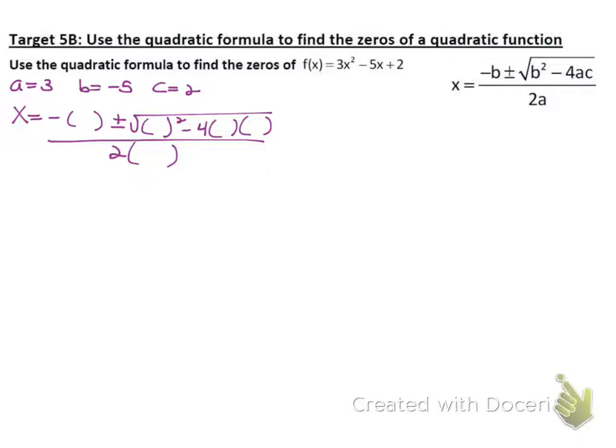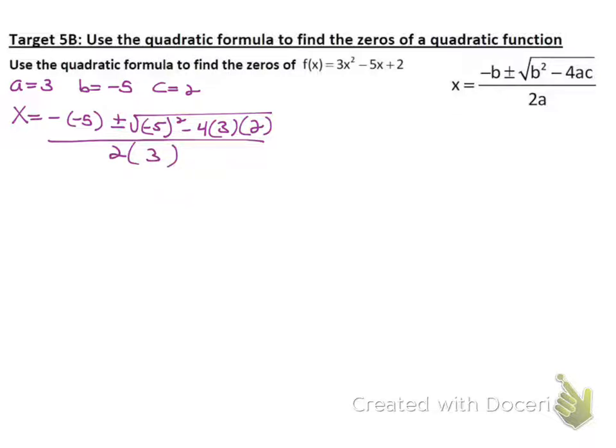From here now, we're going to literally go to the formula and use our list of letters here, our A, B, and C, and we are going to replace the letters as appropriate. So opposite of B here, -5, plus or minus the square root of B squared, -5 squared, minus 4AC, or 4 times 3 times 2, all over 2 times 3.